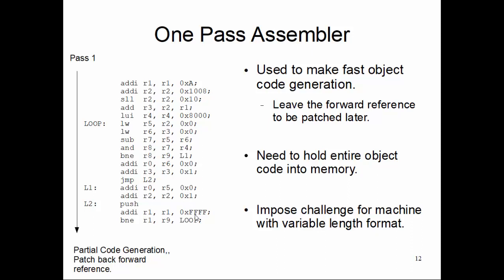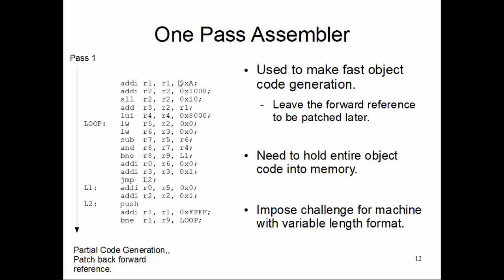Of course, this has a problem: holding the entire object code in the memory. That means if your assembly code is really big, you are looking at a higher memory consumption from your assembler. And there is also another challenge associated with this, which is not relevant to MIPS, the processor we are going to study in this class.